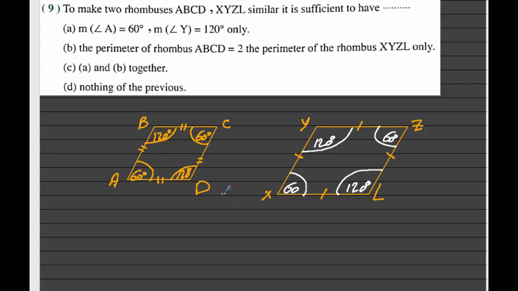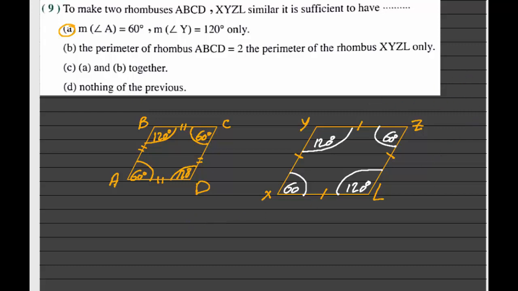So it is sufficient in the first condition to make the measure of angle A equals 60 and the measure of angle Y equals 120 only. So this is the solution. No need to talk about the sides here. To make the two rhombuses similar, it is enough to make the measure of angle A equals 60 and the measure of angle Y equals 120.